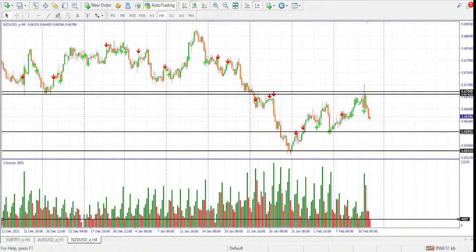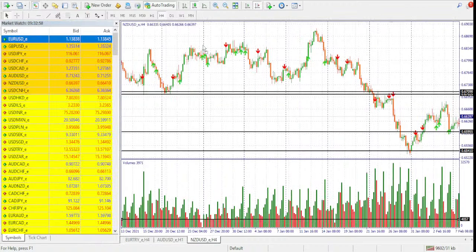at this level here, the level we have at this price. 0.5955 is the first target, and the next target is this one, 0.5410. The next symbol is Euro USD.